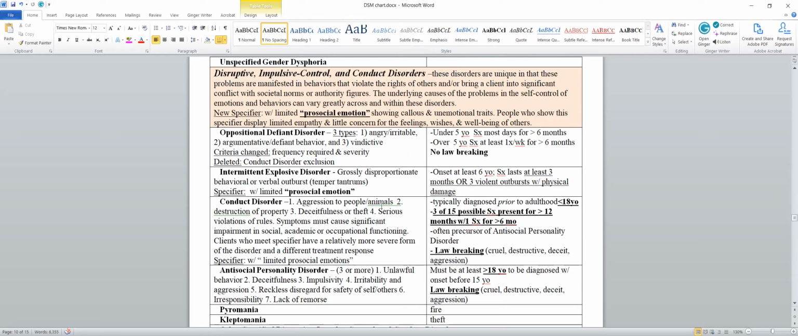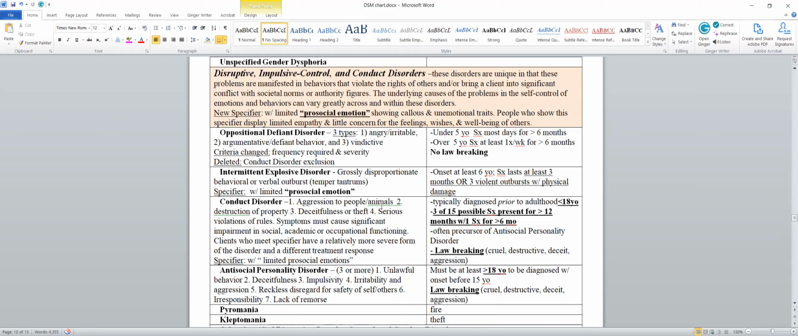So, oppositional defiant disorder, there are 3 types. And the timetable for this diagnosis is those under 5 years old, the symptoms are most days for at least 6 months. And over 5 years old, the symptoms are at least 1 time a week for at least 6 months. And there is no law breaking.